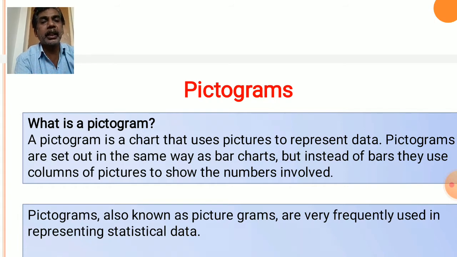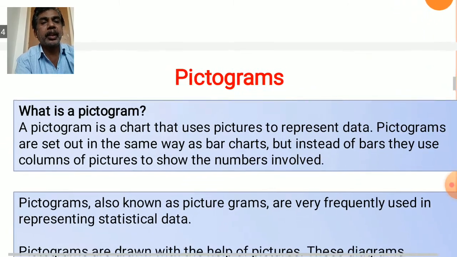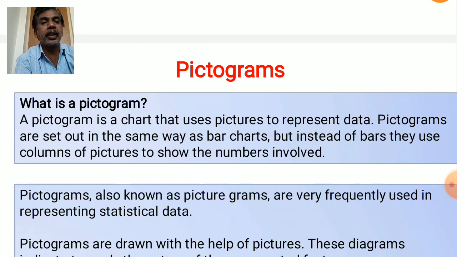Now, pictograms. A pictogram is one type of three dimensional diagram. A pictogram is a chart that uses pictures to represent the data, and pictograms are set out in the same way as bar charts, but instead of bars they use columns of pictures to show the numbers involved.